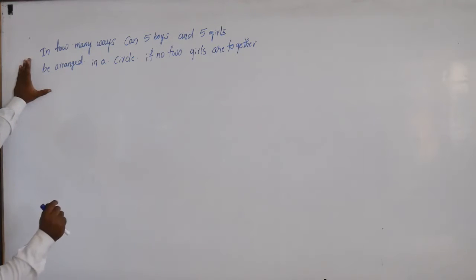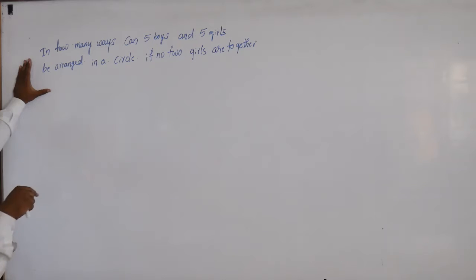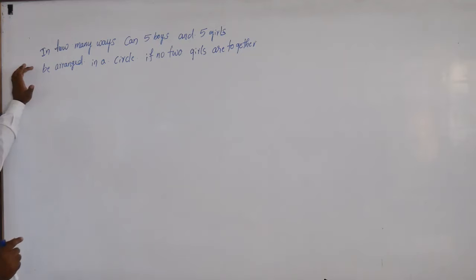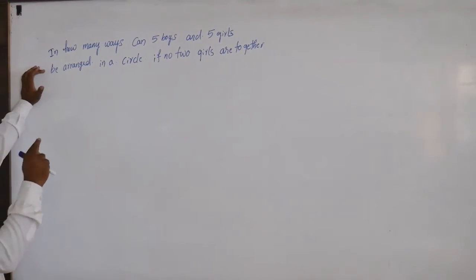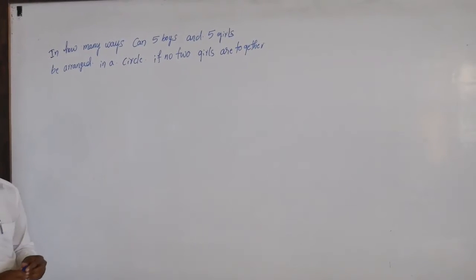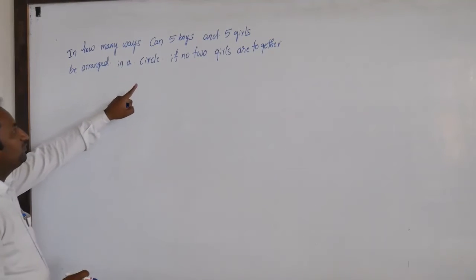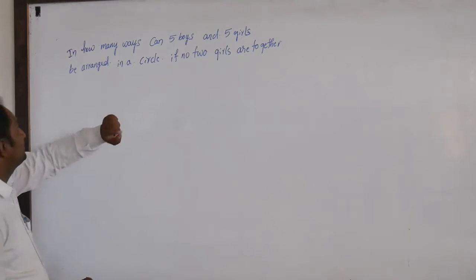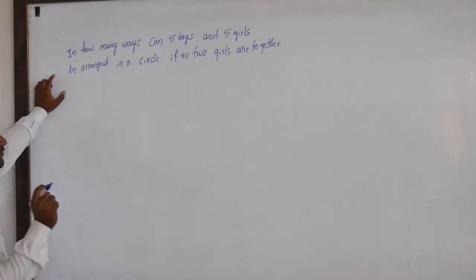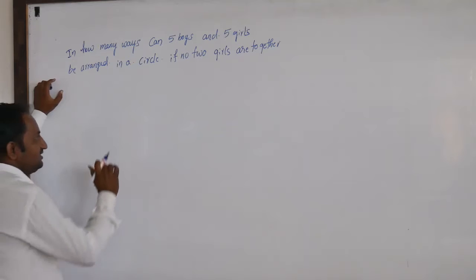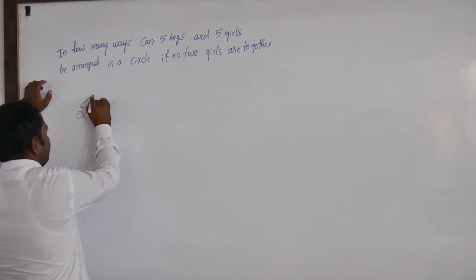In how many ways can 5 boys and 5 girls be arranged in a circle, if no two girls are together? Let us consider the solution for this one.